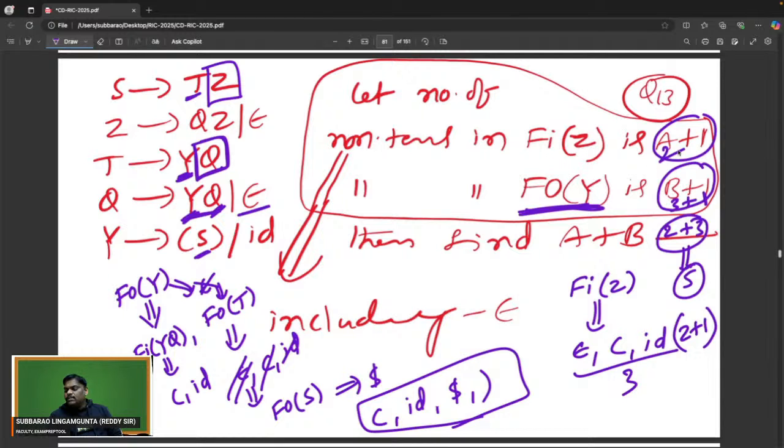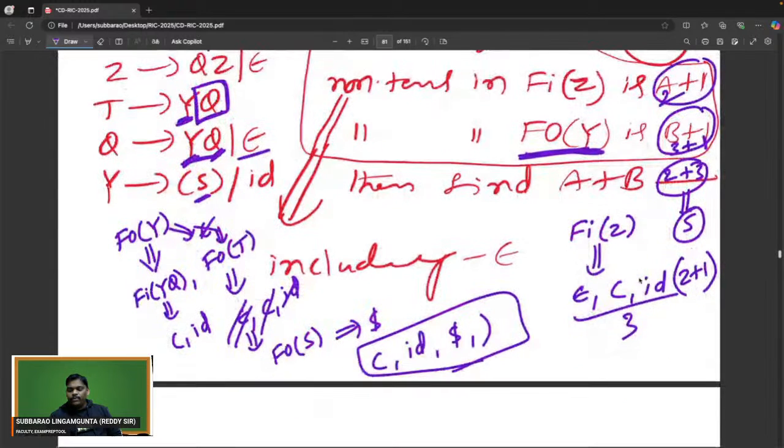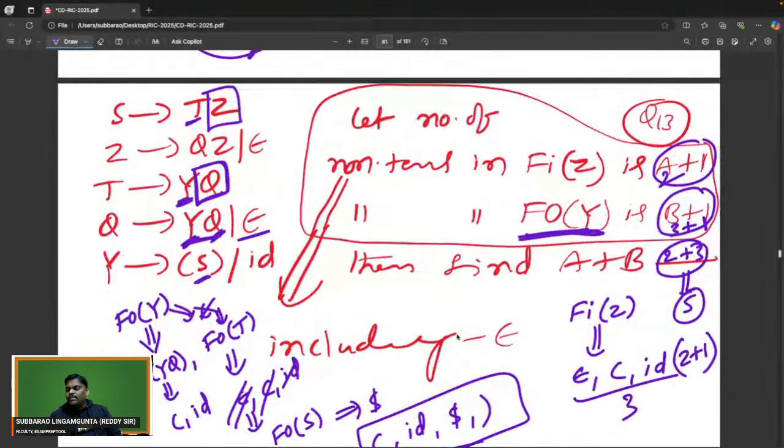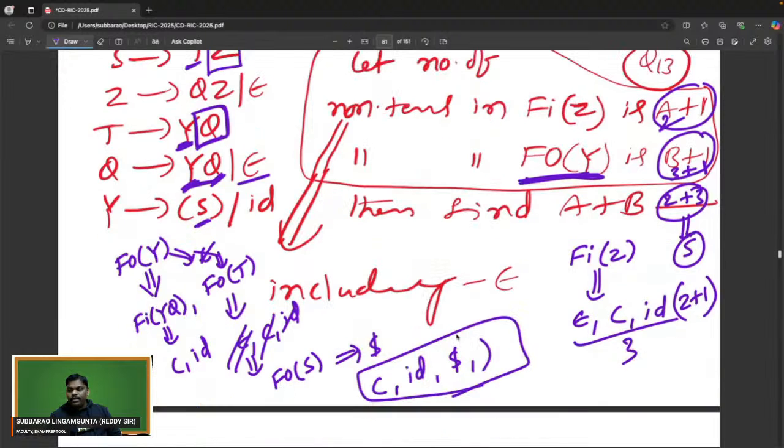I think it's going to be right. First of Z is 2 plus 1. Follow of Y is going to be 3 plus 1. Totally A plus B is 2 plus 3, which is 5. So follow of Y is open bracket, ID, dollar, closed bracket. Next one, first of Z is epsilon, C, epsilon, open bracket, ID.